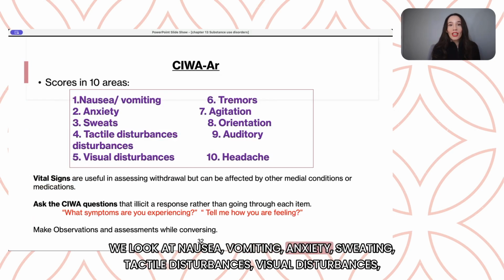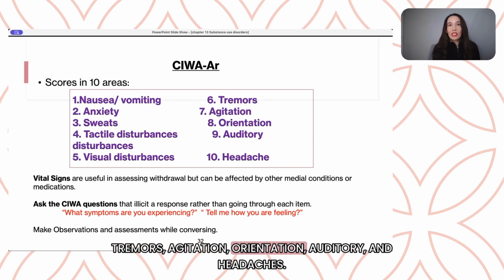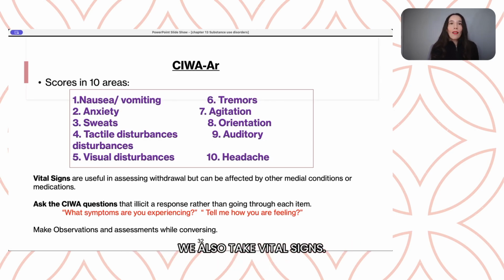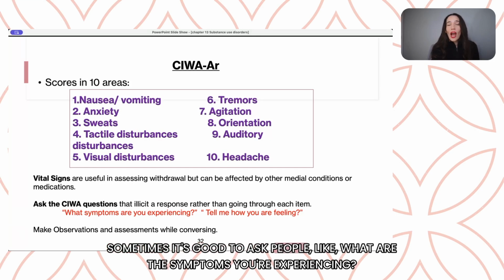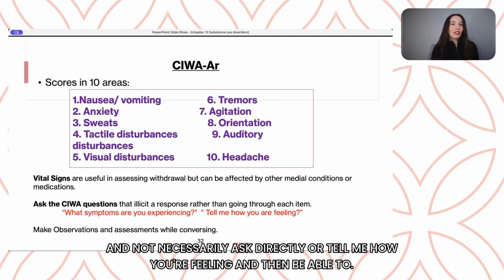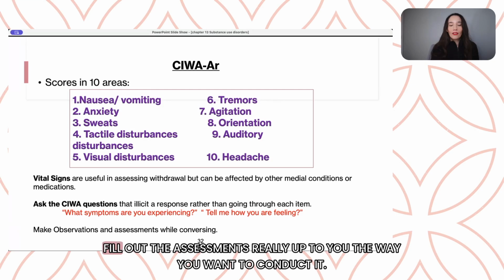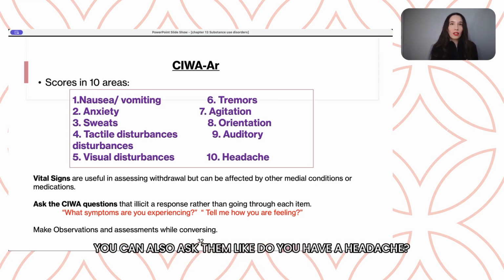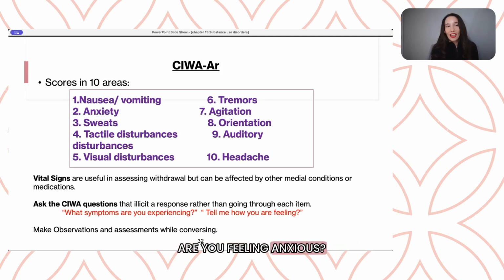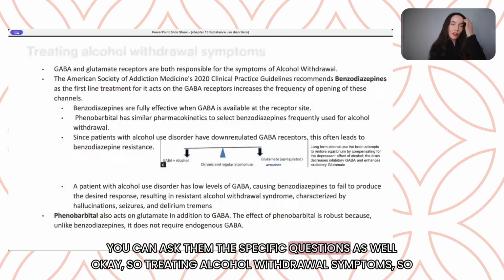We look at nausea, vomiting, anxiety, sweating, tactile disturbances, visual disturbances, tremors, agitation, orientation, auditory disturbances, and headaches. We also take vital signs. Sometimes it's good to ask people what symptoms they're experiencing, and not necessarily ask directly how they're feeling, and then be able to fill out the assessment. It's really up to you the way you want to conduct it. You can also ask them, do you have a headache? Are you feeling anxious? You can ask them the specific questions as well.